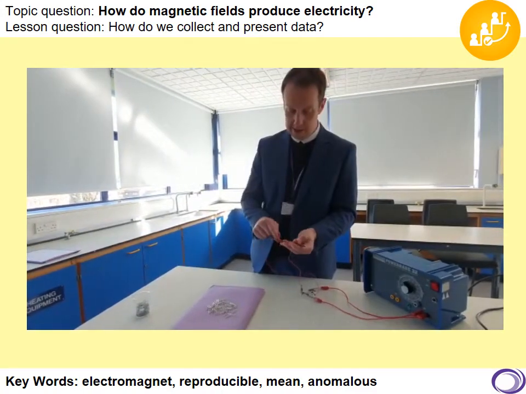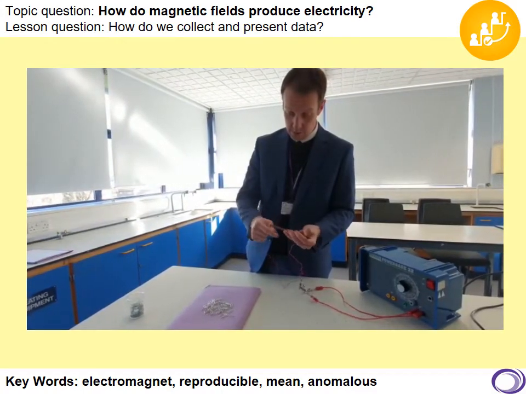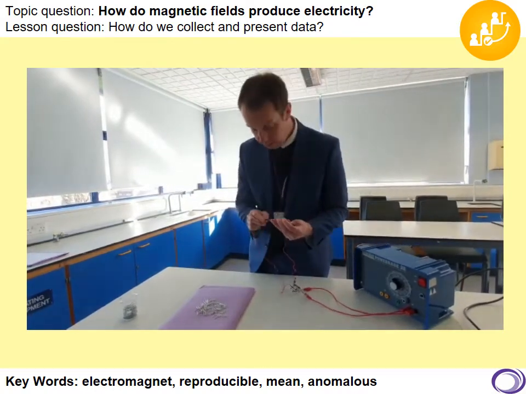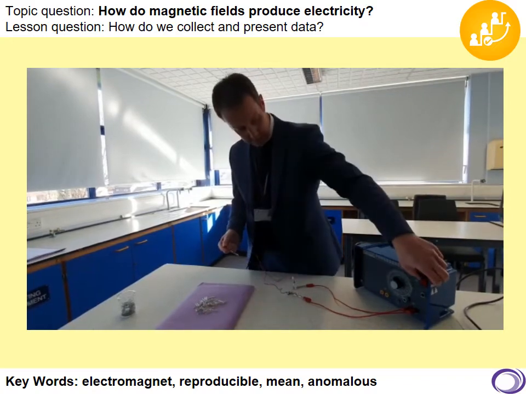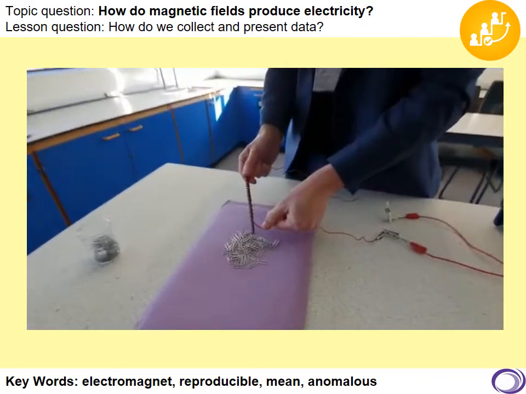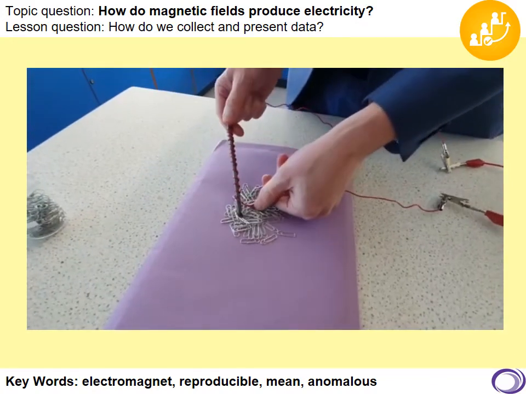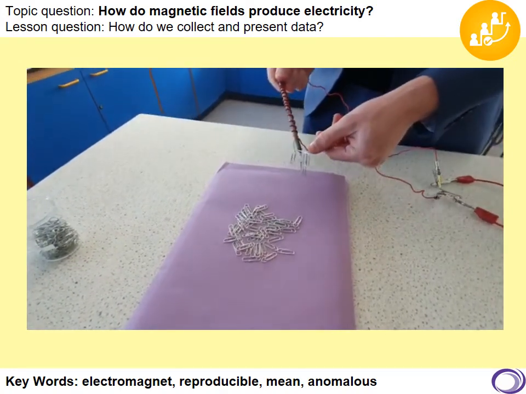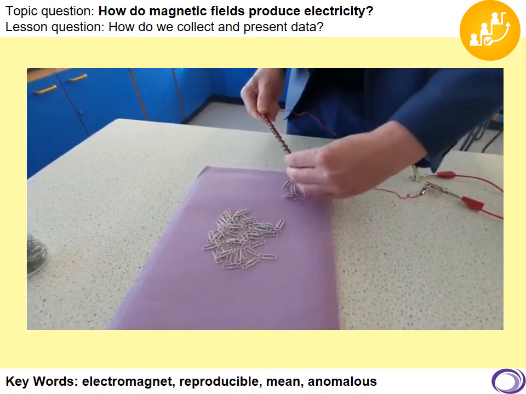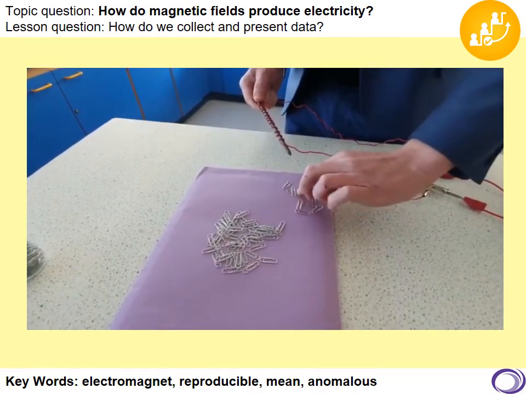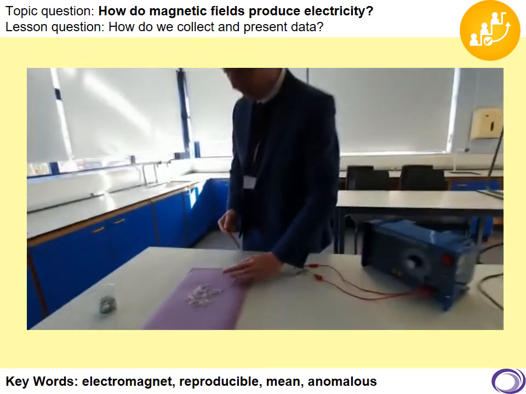And now increase it by another 5 turns. So we now have 15 turns in total. Iron core's the same, electrical current's the same. And this time the electromagnet is even stronger still. So we have got 1, 2, 3, 4, 5, 6, 7, 8 paper clips lifted.